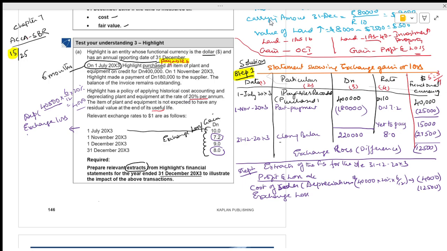Next, coming back to this, what we have to do? We have to take into consideration statement of financial position.